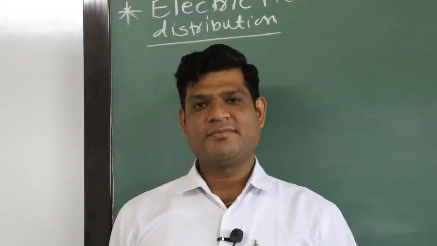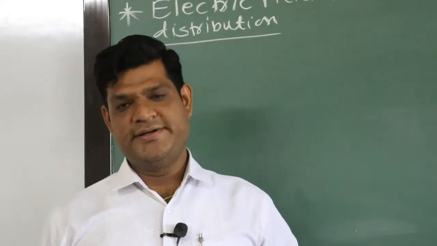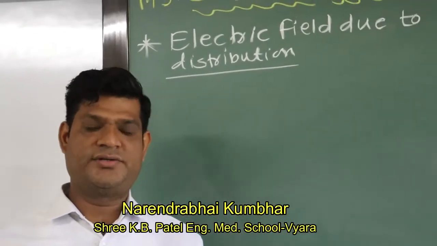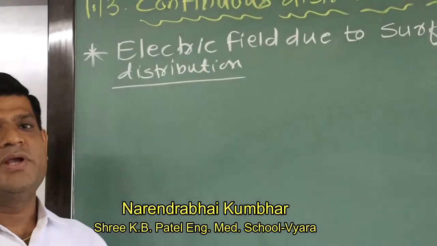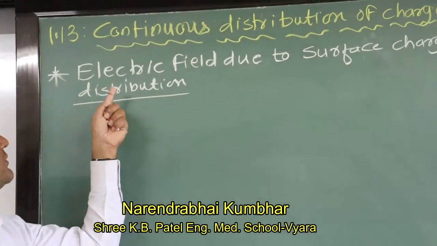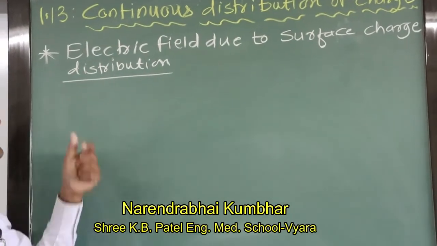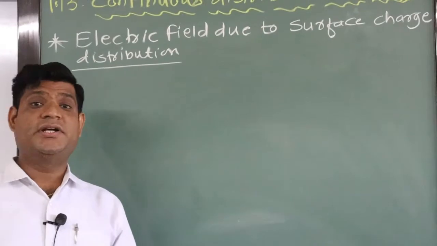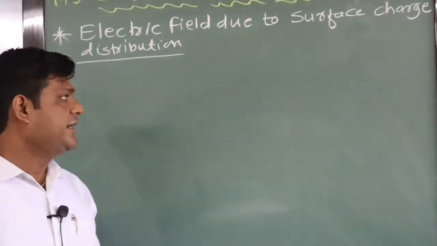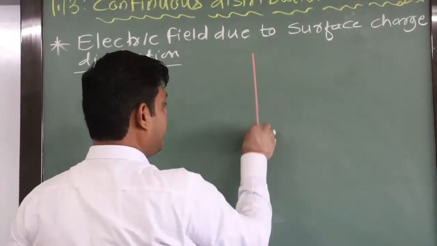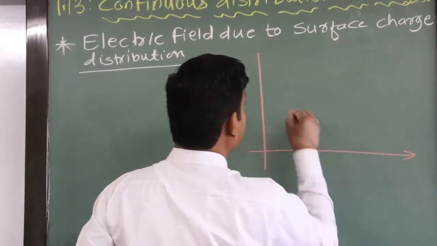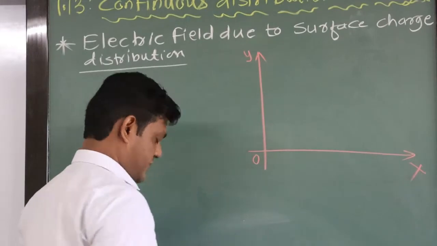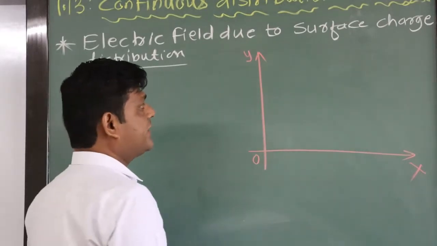Dear students, in the last video we studied the electric field due to the line charge distribution. In this video we are going to see the electric field due to the surface charge distribution. For that purpose we have to consider a surface. See, this is the xy coordinate system: x axis, y axis, origin, and consider a surface.